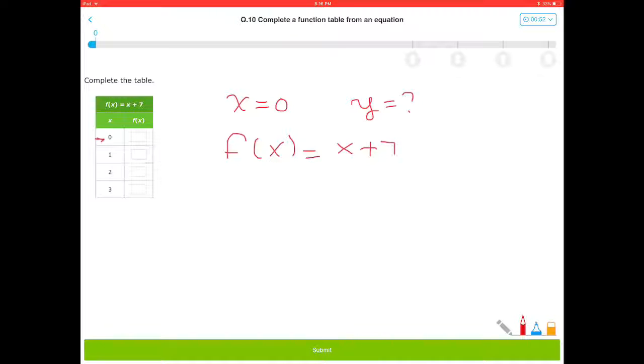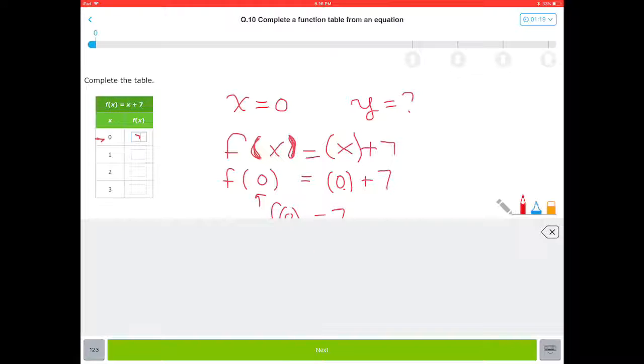When x is 0, so what do you do? Take your function, put a 0 inside. Every time you see this little x right here, what's going to go inside here? Well, it's going to be a 0. Don't forget to use your parentheses. So when x is 0, what's 0 plus 7? 7. So when x is 0, we get 7. So what goes in here? A 7.